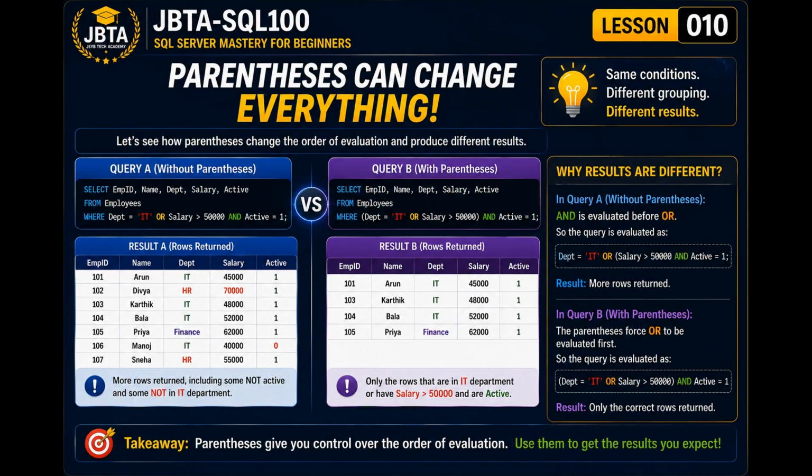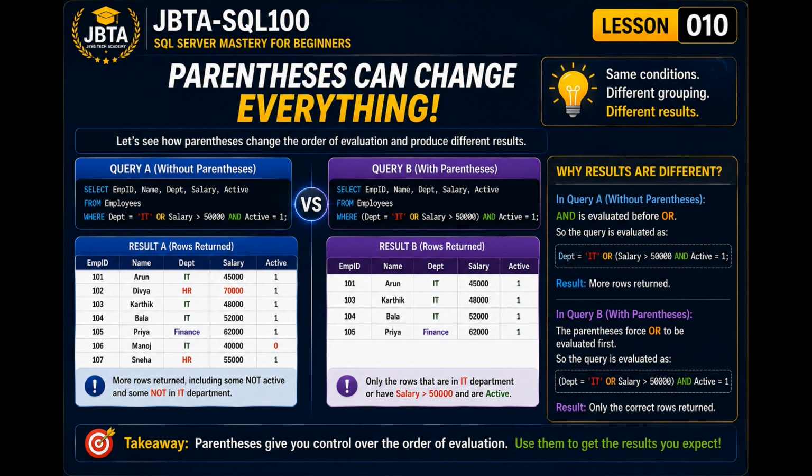Now let's look at the second query. This time, the conditions inside the parentheses are evaluated first. The parentheses tell SQL Server exactly which part of the condition should be processed before the remaining conditions. As a result, SQL Server returns a different set of rows. Notice something very important. Neither query is wrong. Neither query contains a syntax error. Both queries execute successfully. The only difference is how SQL Server evaluates the conditions. This is why two queries that look almost identical can produce completely different results.